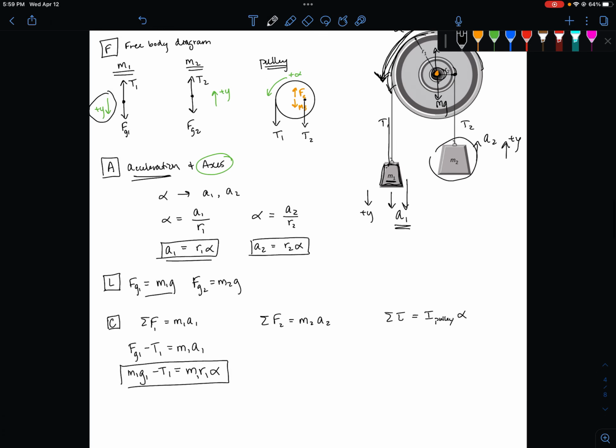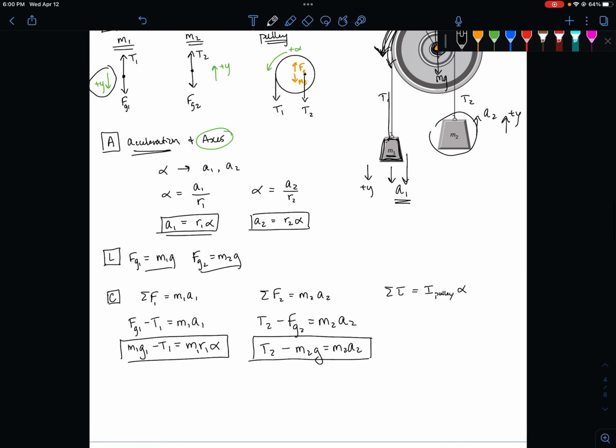Here for the second mass, this one will have T2 minus Fg2 equals m2a2. So we have T2 minus, now we can use this, m2g equals m2a2.